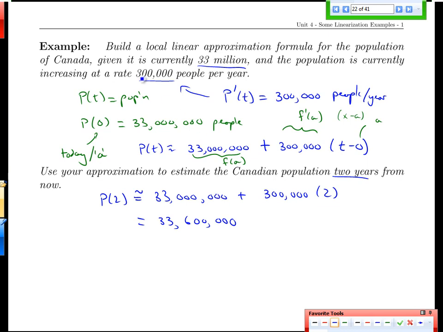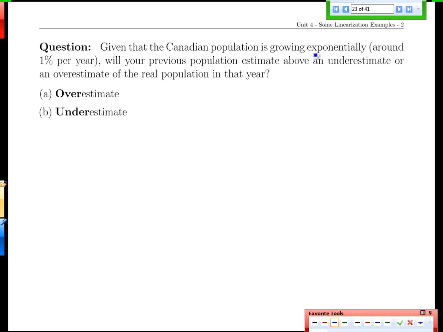Now, it's not going to be exact because, of course, the rate next year might not be exactly 300,000. In particular, we actually know, or we can estimate, that the Canadian population is growing exponentially. That's about a 1% growth rate per year. The question is whether our previous population estimate from a linear function is going to be above or below what the actual population will be in 2 years. So just think about that for a second or two, and then we'll come back to it. Okay.